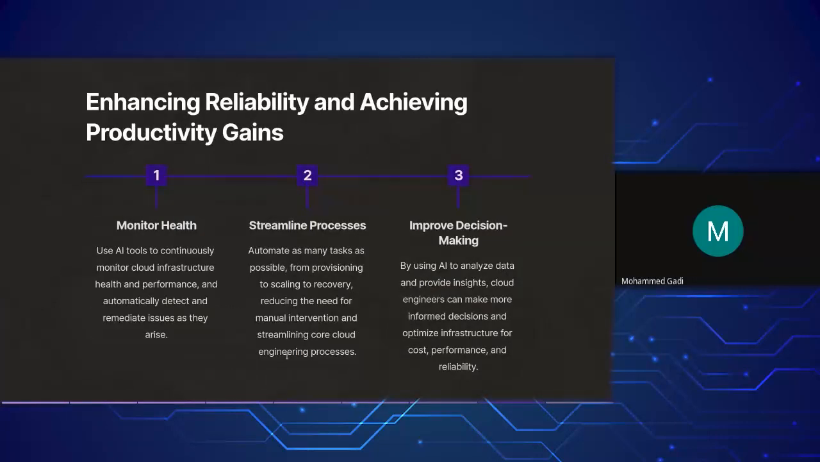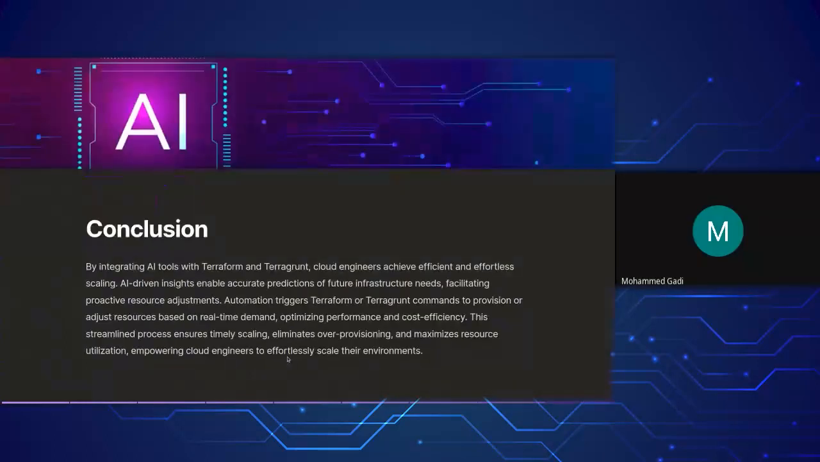Next is enhancing reliability and achieving productivity gains. So it will monitor health, streamline the process, and improve decision making. In conclusion, by combining AI tools with Terraform and Terragrunt, cloud engineers can achieve efficient scaling, and AI-driven insight enables accurate prediction of infrastructure needs, while automation triggers provisioning and adjustment based on real-time demand. And to end, with the help of AI only, we created this PPT.